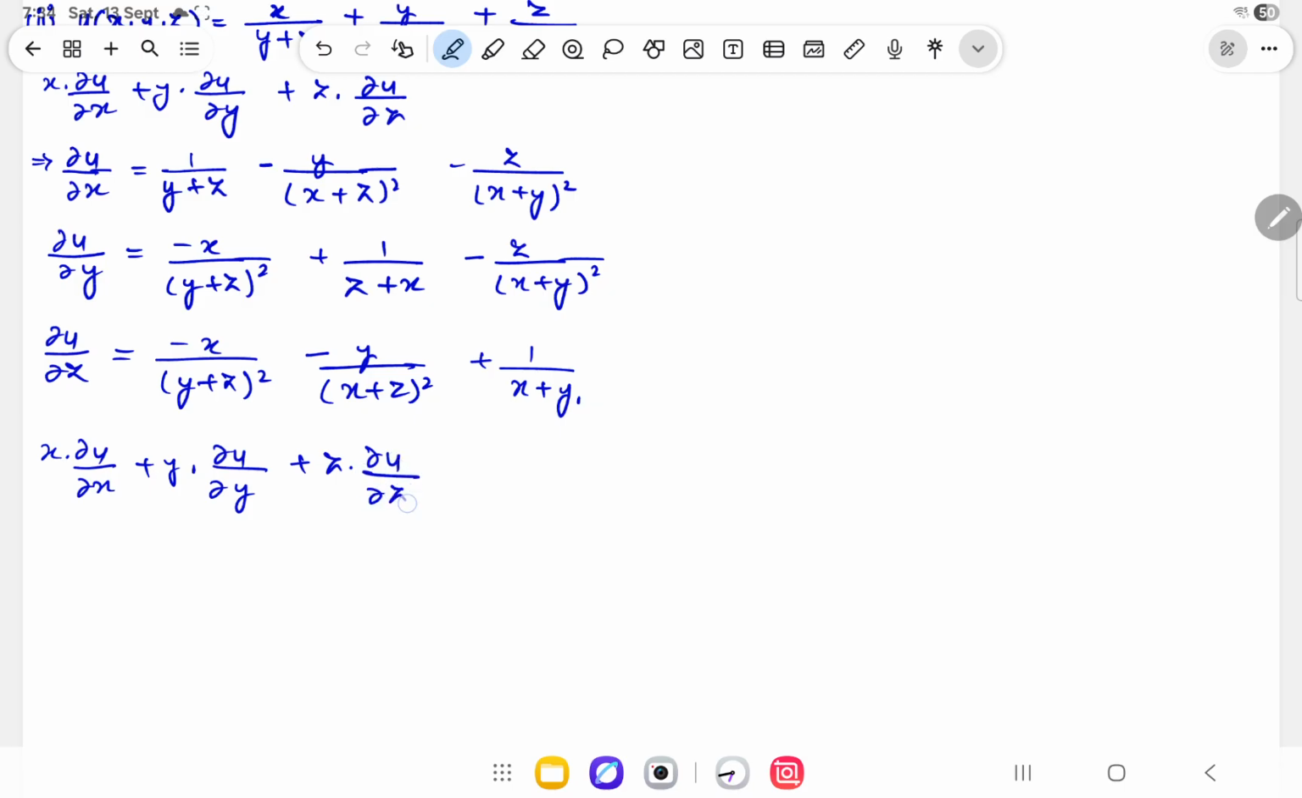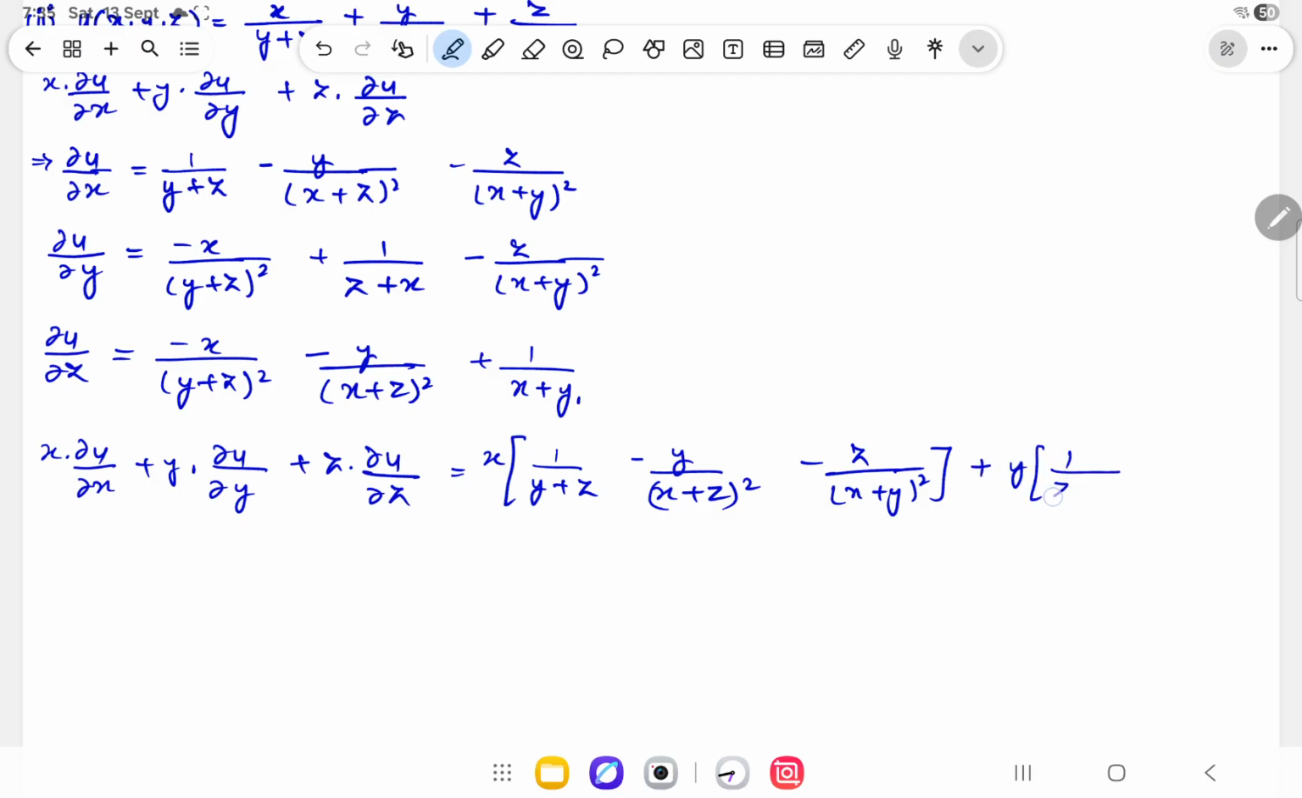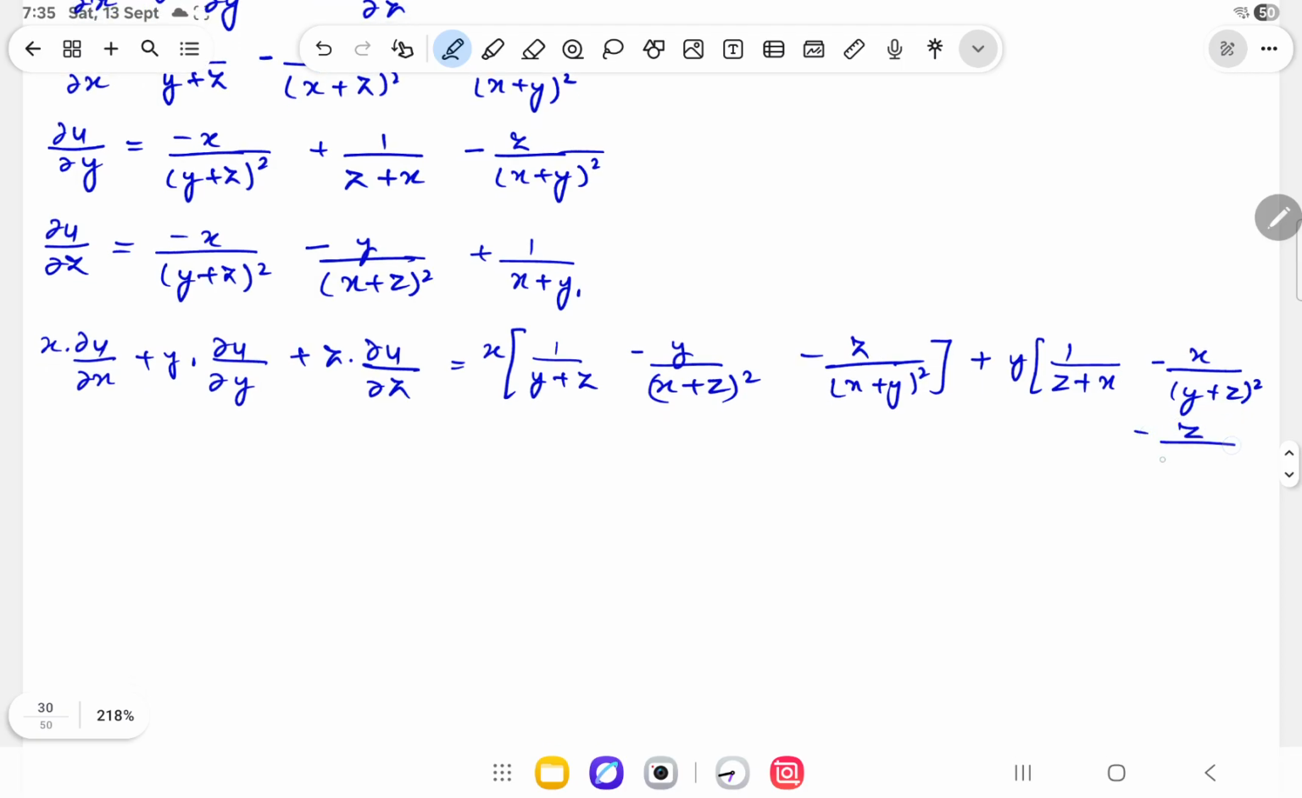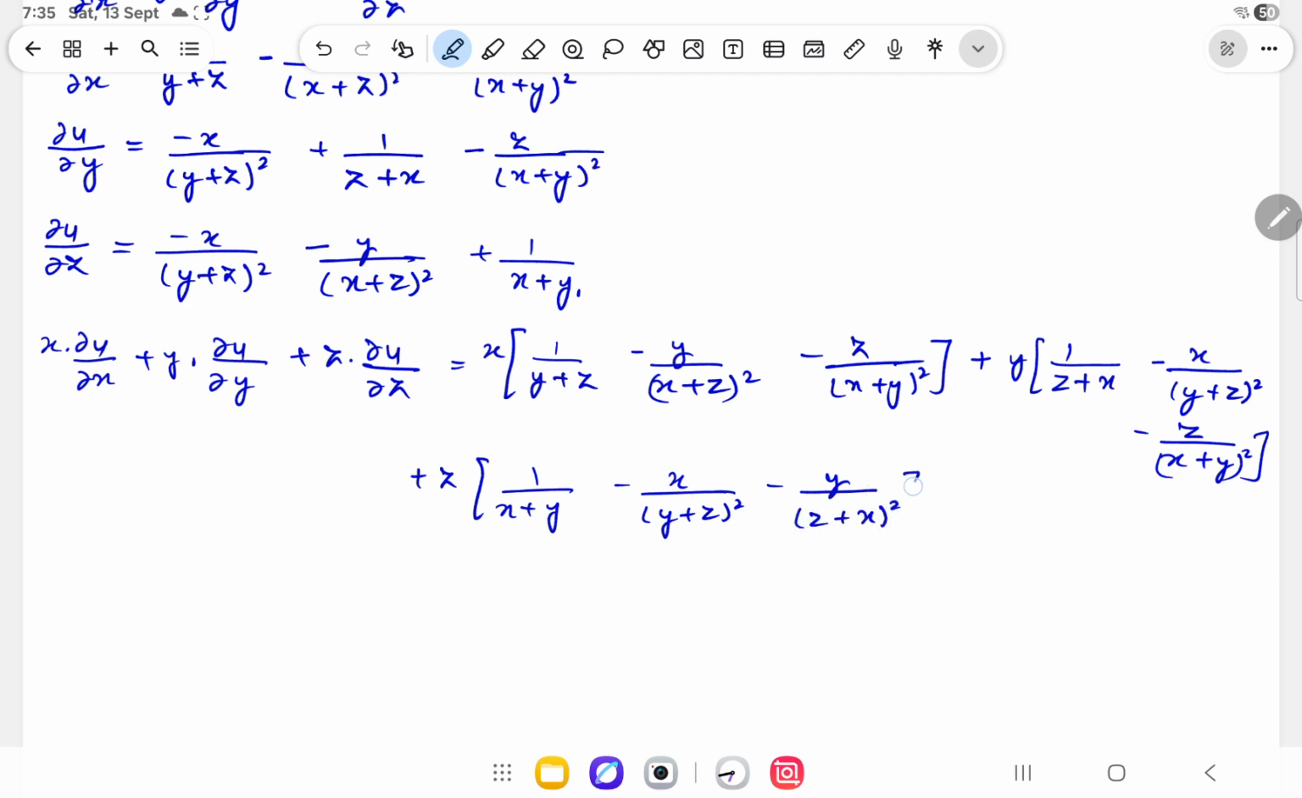del u by del z will be basically equal to x times 1 by (y plus z) minus y divided by (x plus z) square minus z divided by (x plus y) square, plus y times 1 by (z plus x) minus x divided by (y plus z) square minus z divided by (x plus y) square, plus z into 1 by (x plus y) minus x divided by (y plus z) square minus y divided by (z plus x) square.